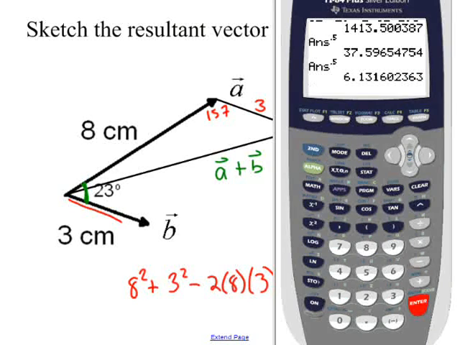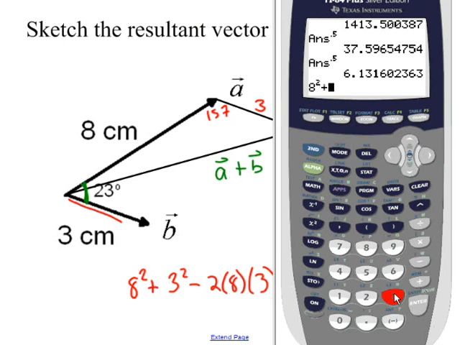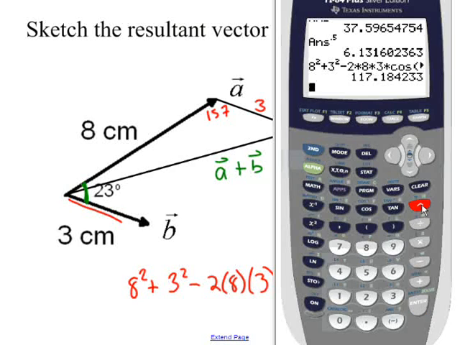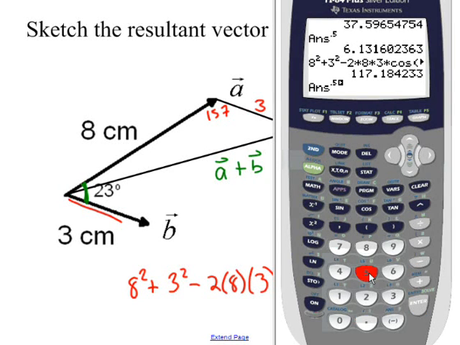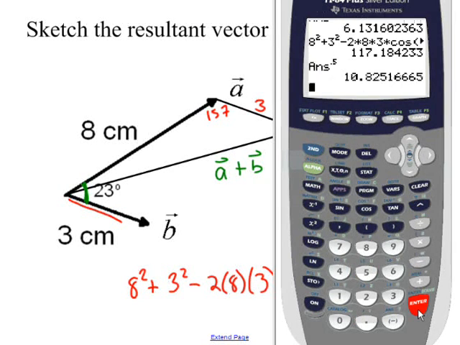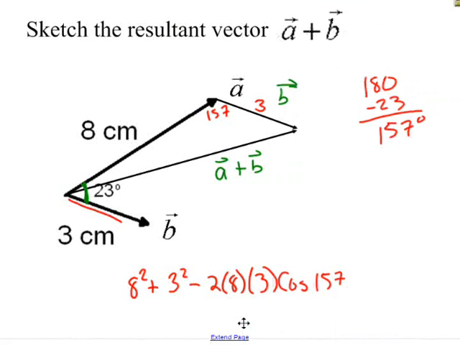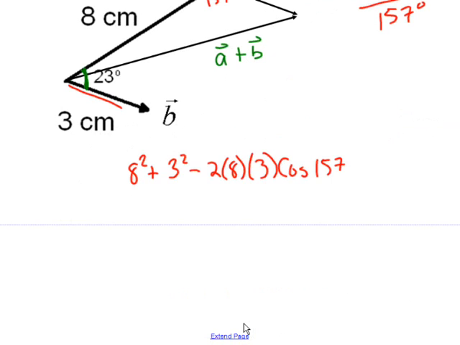Go to my calculator, 8 squared plus 3 squared minus 2 times 8 times 3 times cosine 157. Hit enter, and then remember we always have to take the square root of that number, and we end up with 10.82. So the magnitude of A plus B equals 10.825.